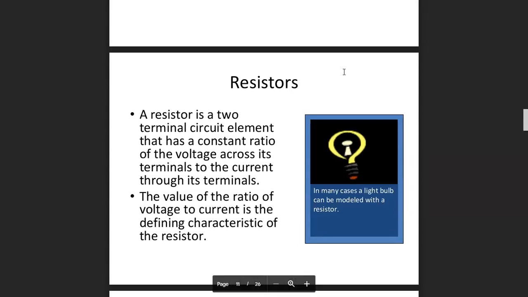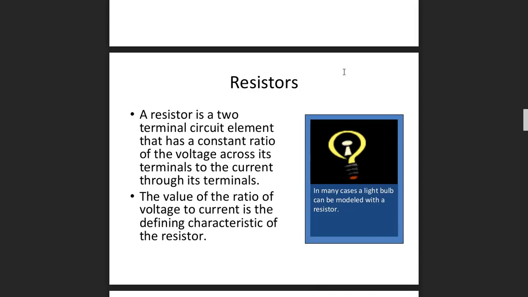Resistors. A resistor is basically a component that stops the flow of electrons. It means that it resists the current flowing through it. It gives a potential drop across it, which decreases the amount of current flowing through it.